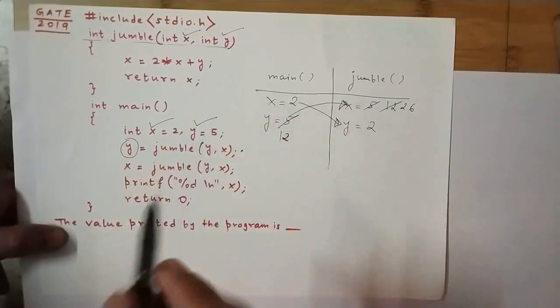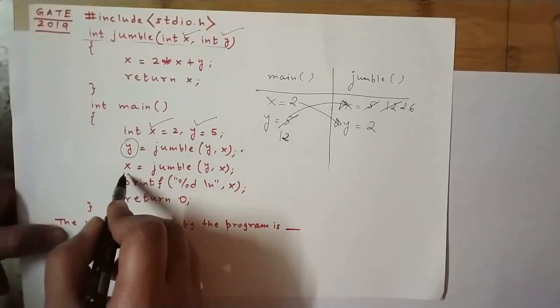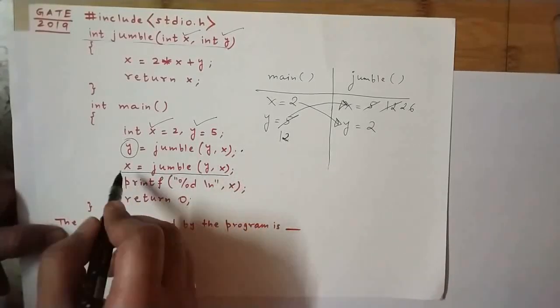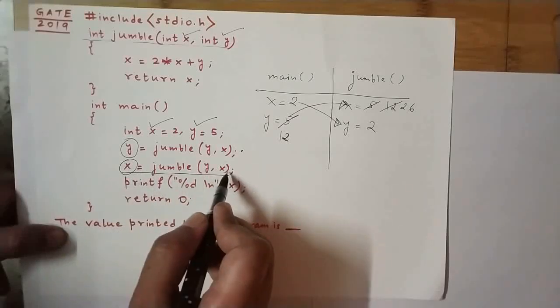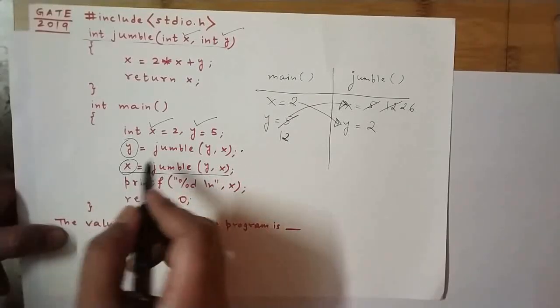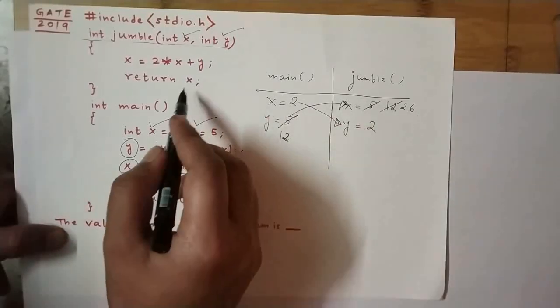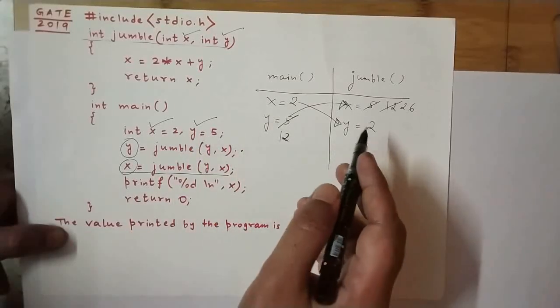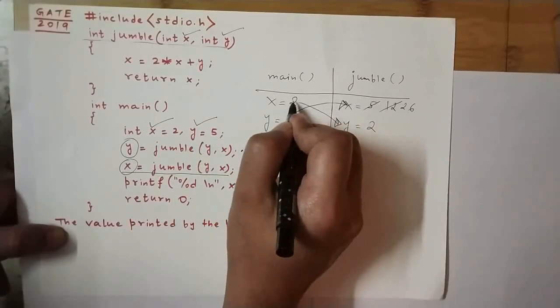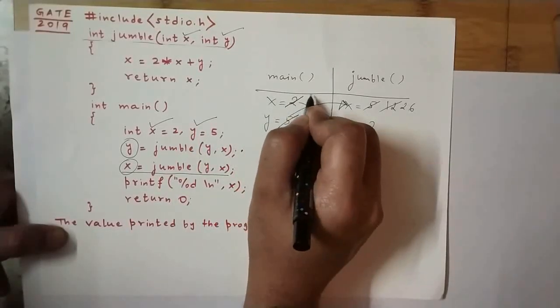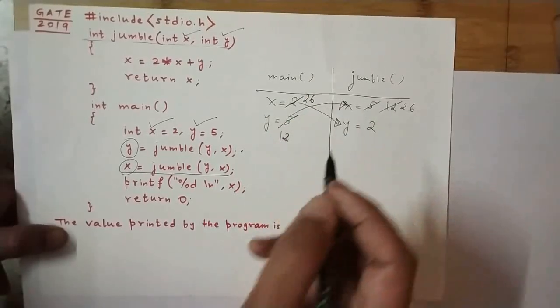But what's interesting here is, if I look at the main method, the statement now is x equal to jumble of y comma x. That means the return value, which is coming from x once again, will now be placed in this variable x in place of y. So x now has a value of 26.